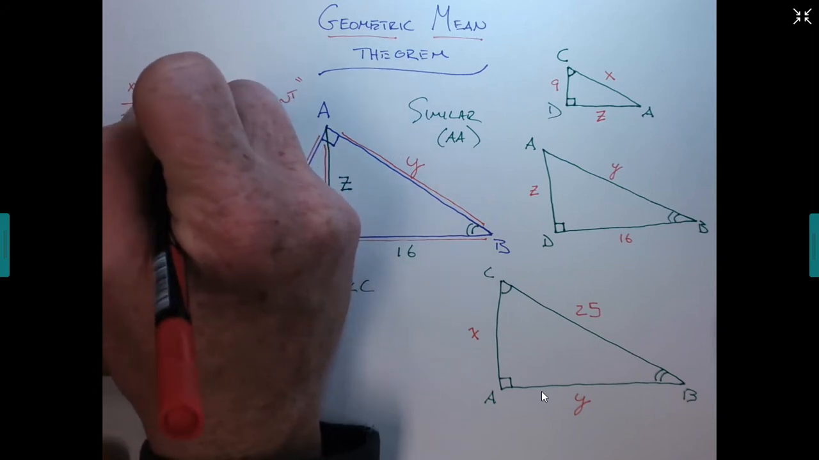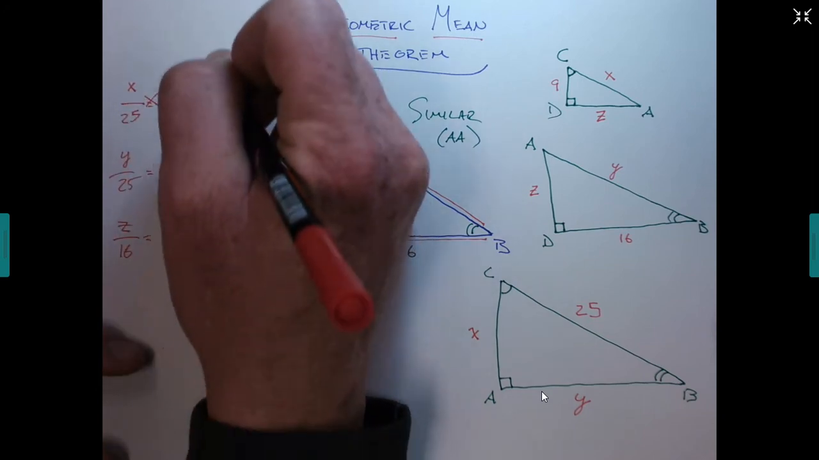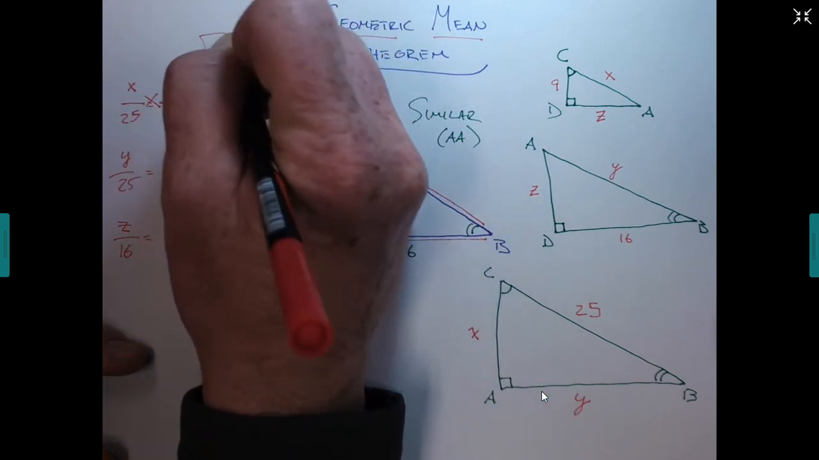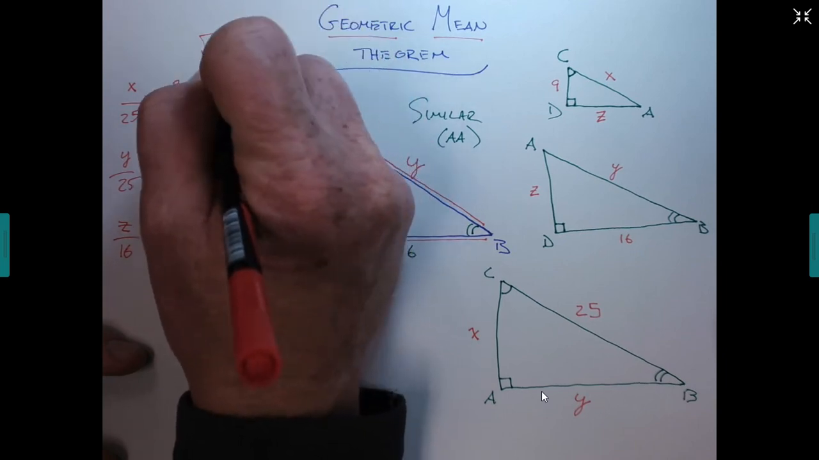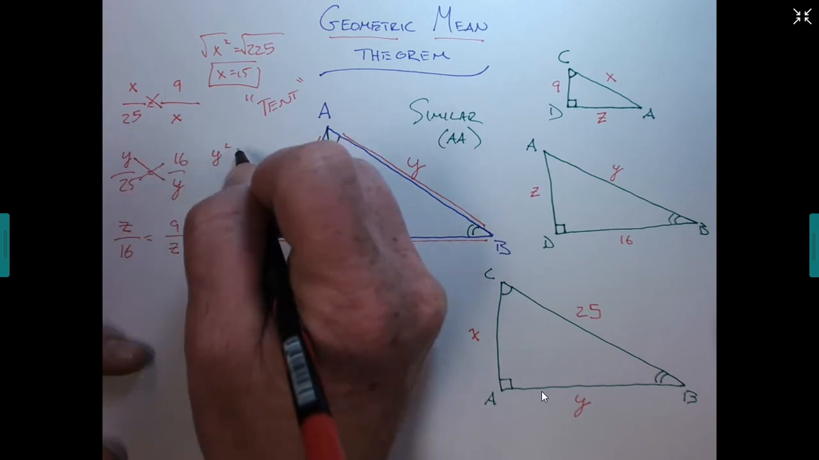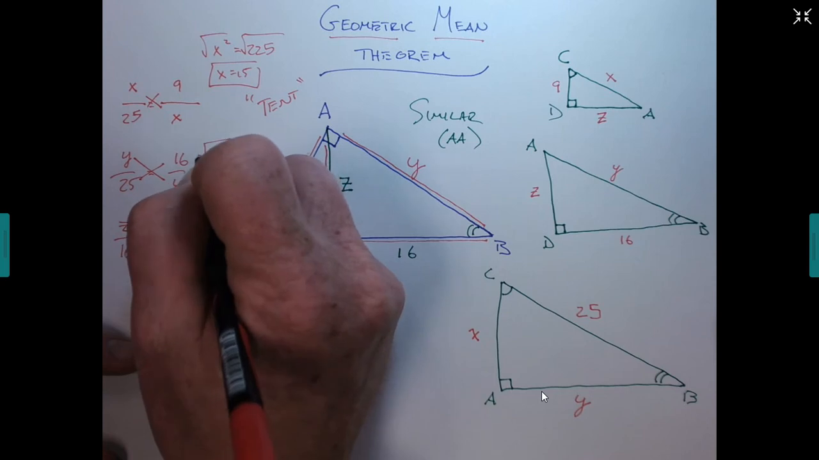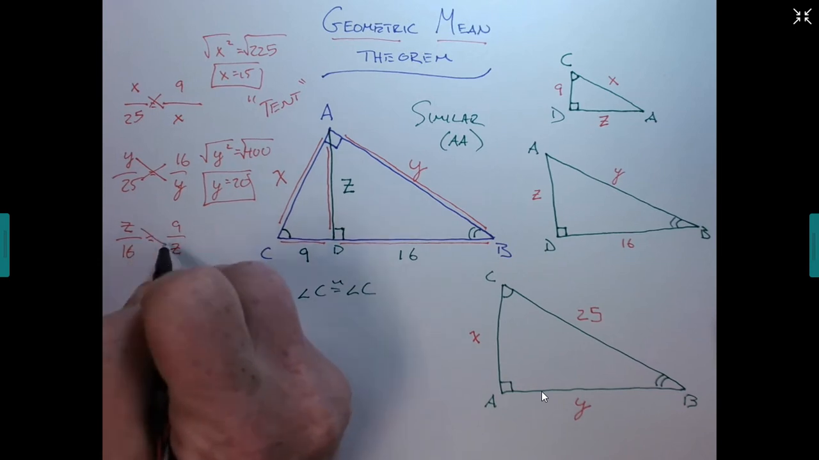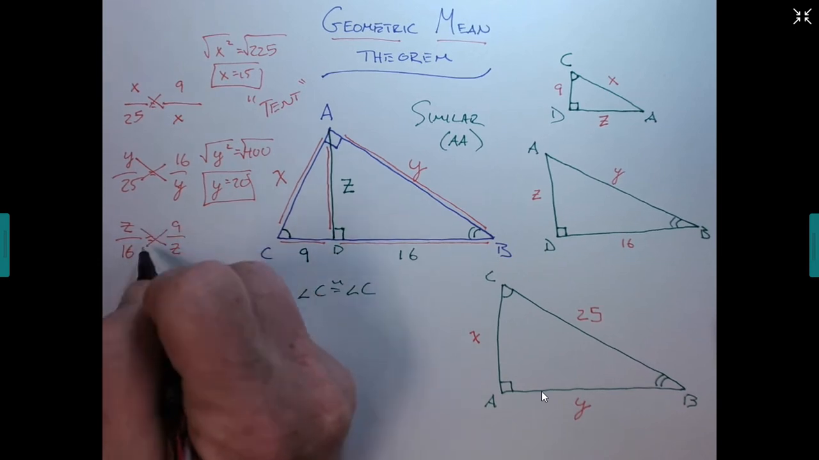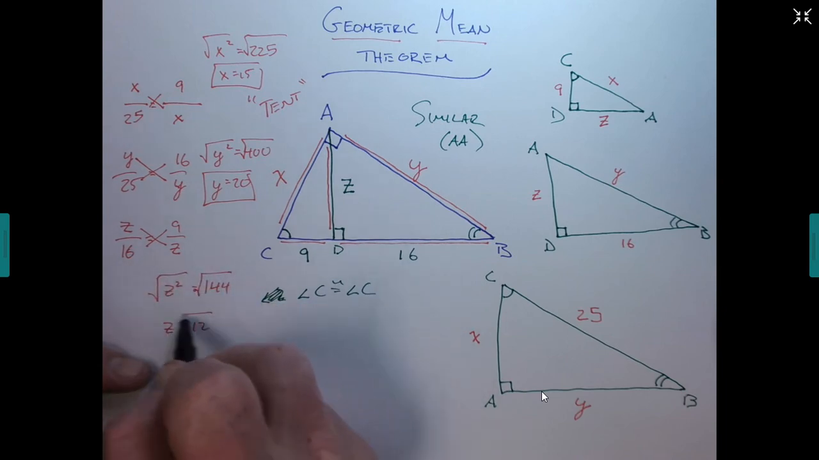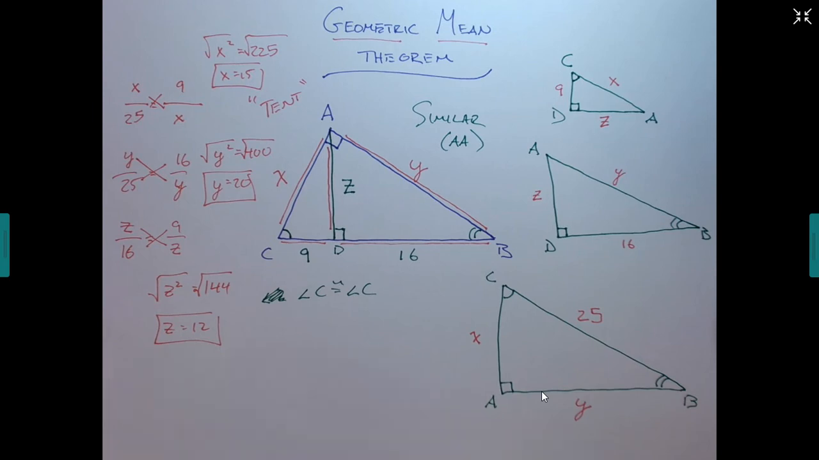Here's how we solve. x times x, that's x squared. 9 times 25 is 225. If I square root both sides, x is 15. y times y is y squared. 16 times 25 is 400. Square root both sides, y is 20. z squared equals 144. Square root both sides, z is 12. If we can make the proportions, we can solve them in a decent way.